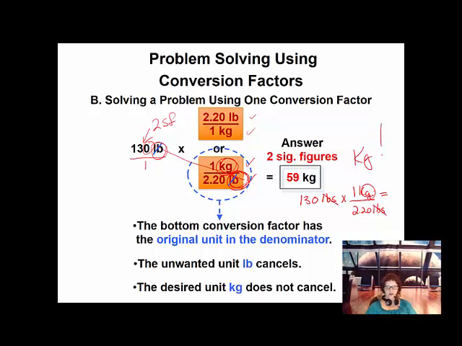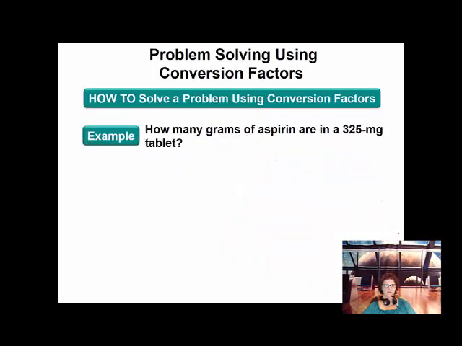So then all I have to do is the math. So I'm going to divide 130 by 2.20 pounds, and to 2 significant figures that gives me 59 kilograms. And I have the right units in the answer. That's the important part, and that's what these things do for us.